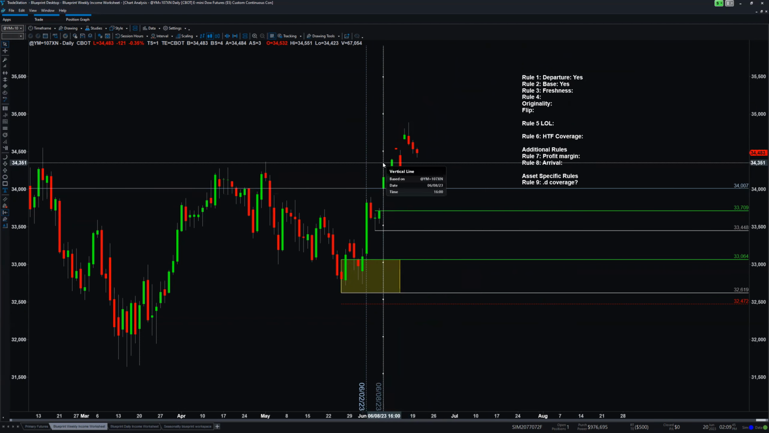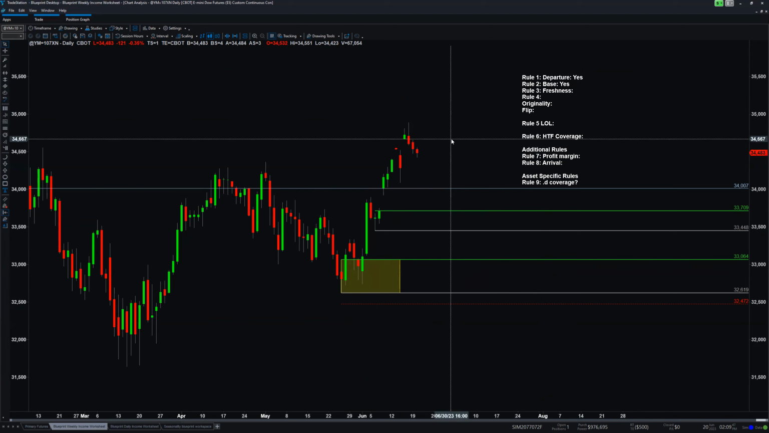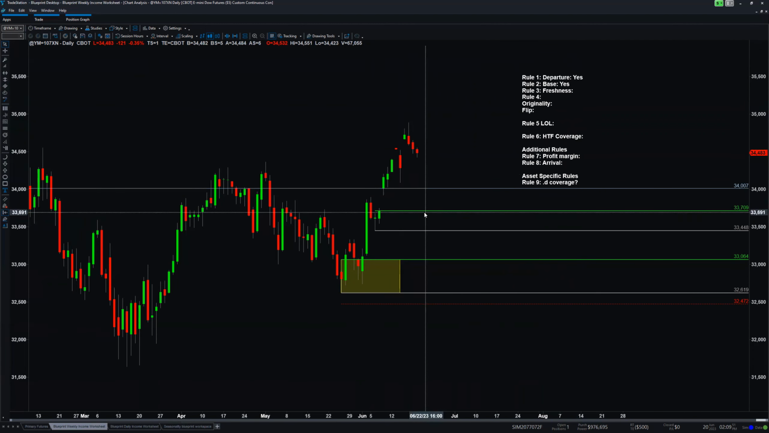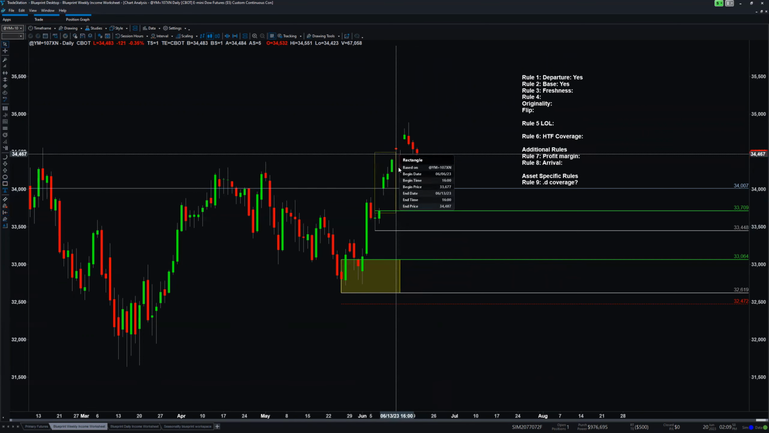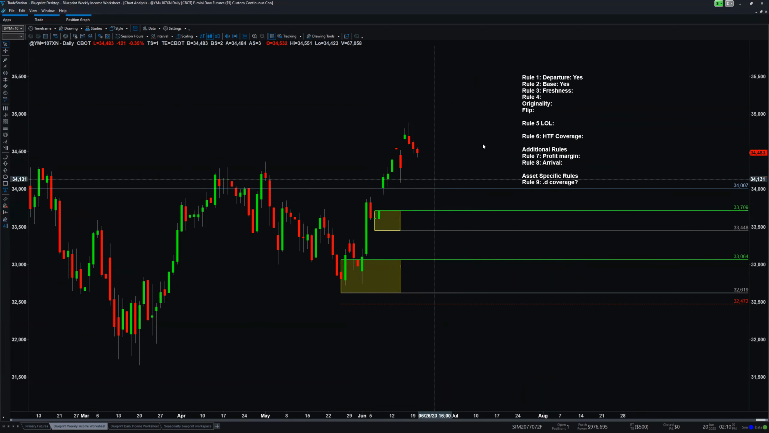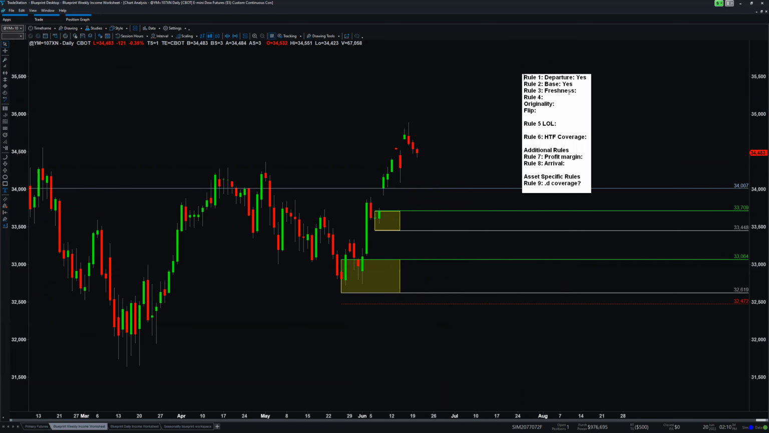Is it still fresh? Now remove these lines. Is it still fresh? Has price ever come back and touched this area? It has not. So rule 3, it's still fresh. Yes. What about originality? Is it original?